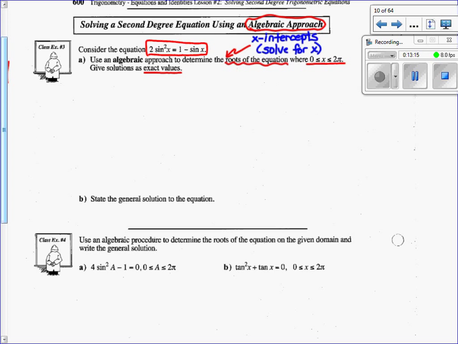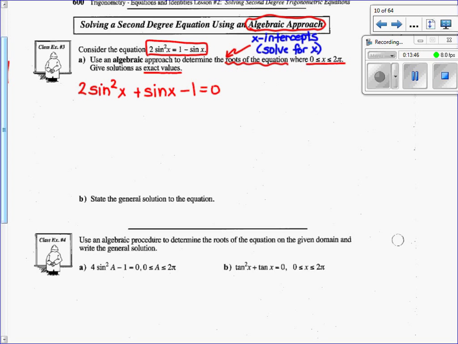Okay? So again, here I have my equation. But if I want to solve it and find the roots, if I want to solve for x, I need to get everything over on one side so I can make this equation equal to 0. So I'm going to have 2 sine squared x. And then I'm going to add sine x to both sides. And subtract 1 from both sides. And then I will have equals to 0. All right, now once again, I have to factor this.